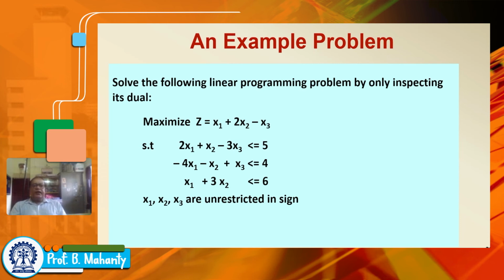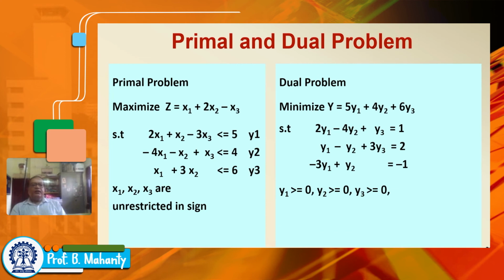But now, this particular problem can also be solved in a very different way by making use of the complementary slackness condition. Solve the following linear programming problem by only inspecting its dual. One very interesting thing about this problem is x1, x2, x3 are unrestricted in sign. Since they are unrestricted in sign, can you tell me what would be the signs of the dual constraints? They will be all equal to, is it not? So that we already know. So that is precisely what we have done.